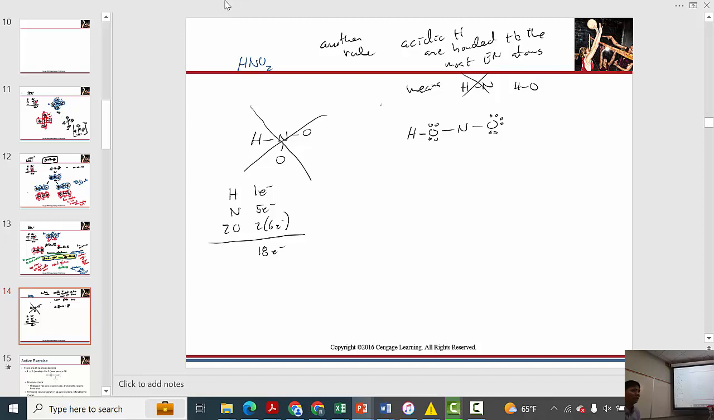And then nitrogen. But are we going to have enough for nitrogen? Let's count how many we've used so far. 2, 4, 6, 8, 10, 12, 14, 16. We do. We have 2 more electrons left. Those 2 more electrons are going to go on nitrogen. You go in order of electronegativity, right? Distributing the electrons. Yes, pretty much.